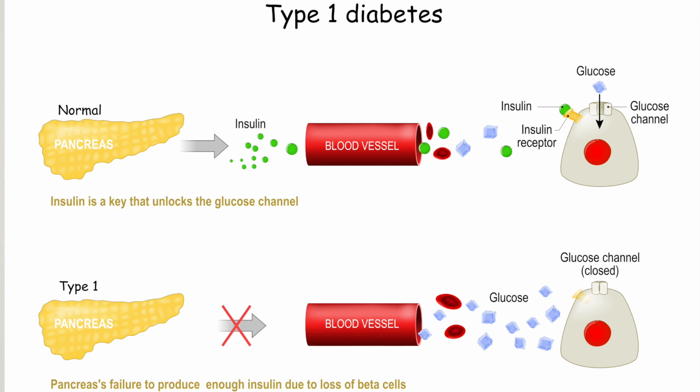Now, due to the insulin deficiency, it's going to lead into hyperglycemia and cell starvation. The cells can go into starvation mode and start breaking down the body's fat and protein into energy. Now that can cause ketones to build up and lead the patient into acidosis, which is very, very dangerous.